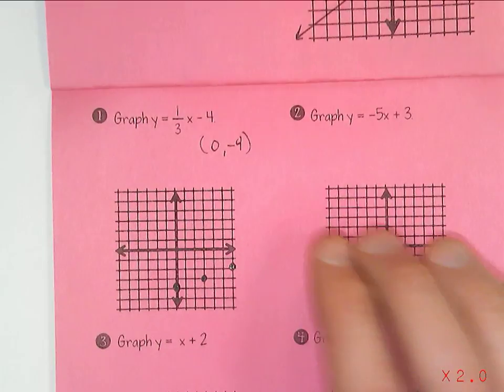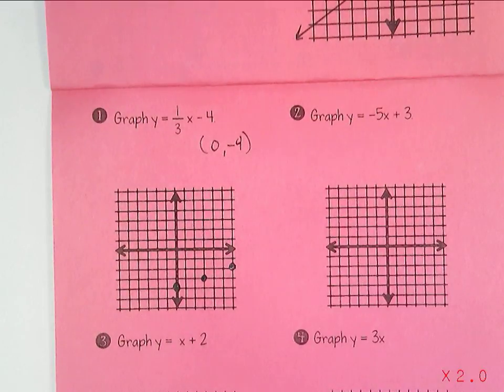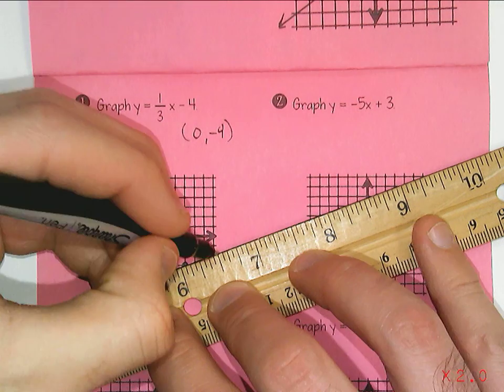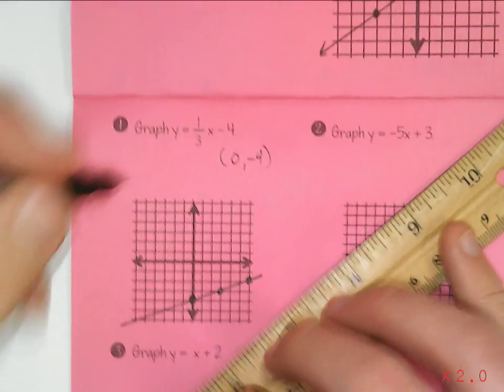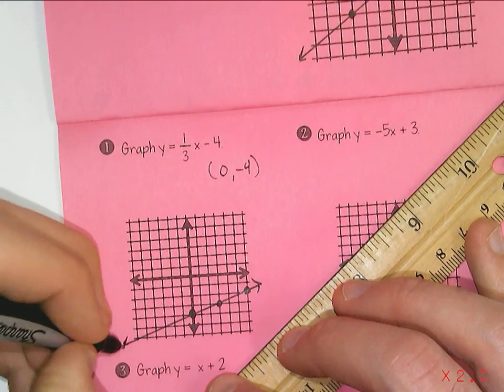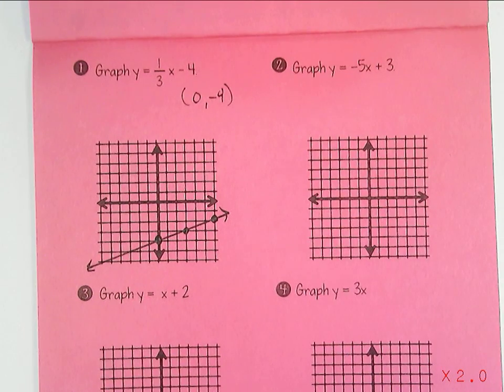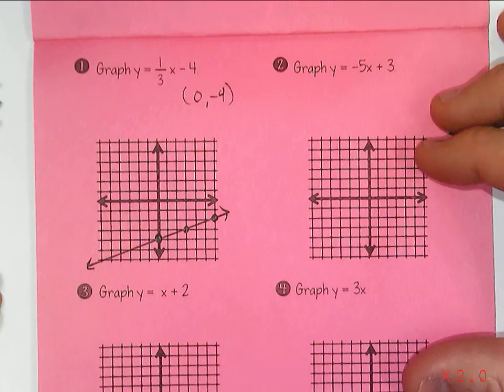And that's plenty of dots there to make sure that we have the line. It looks like they're following the same pattern, so we can go ahead and throw a line through that. Remember, make sure it goes the whole length of the graph. Put arrows on the end, and that's all you need to do. Let's try number 2 here. Y equals -5x plus 3.